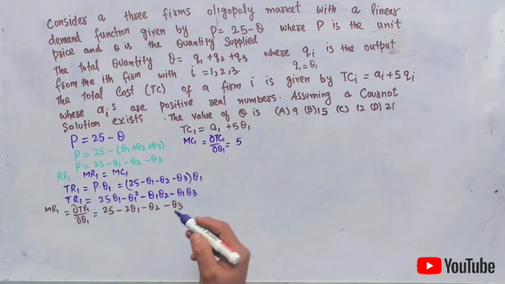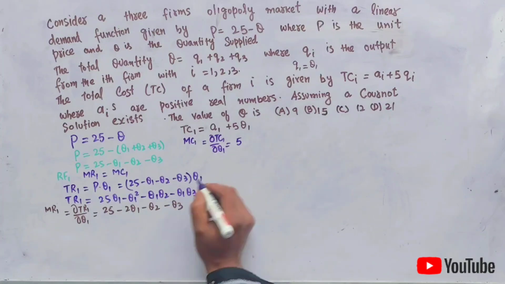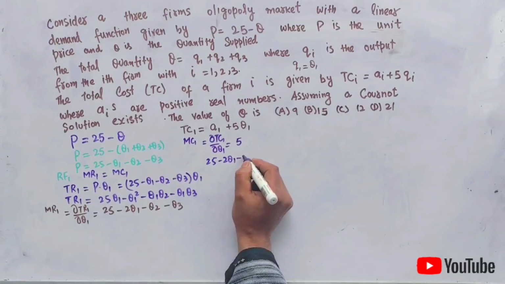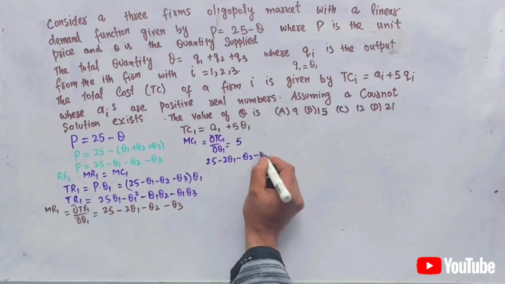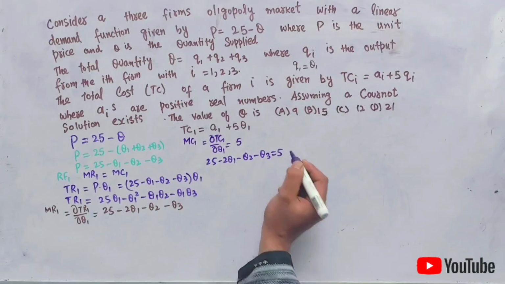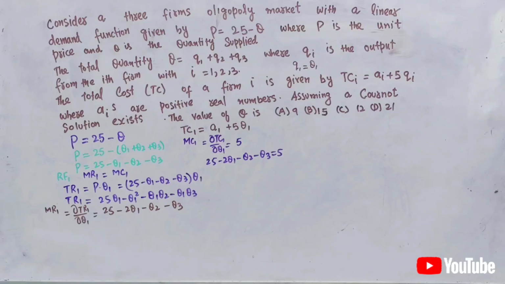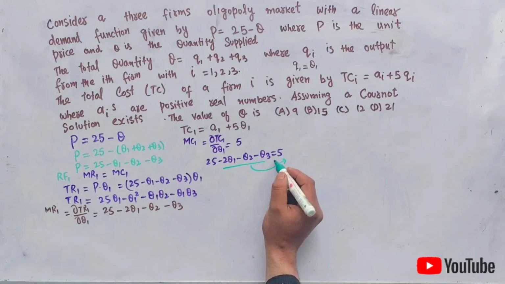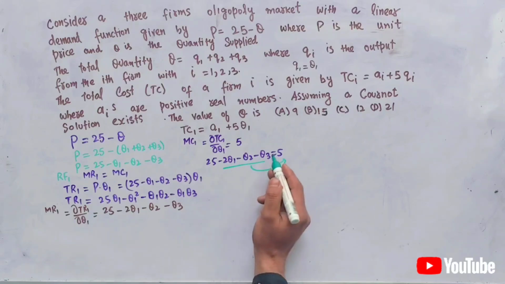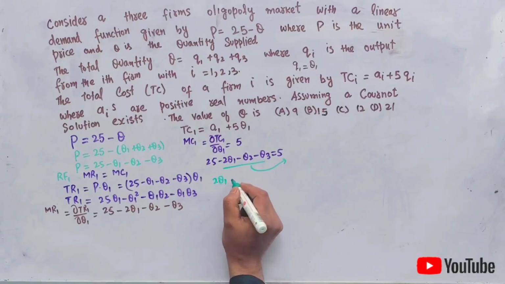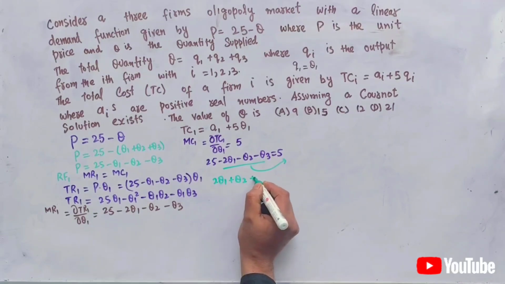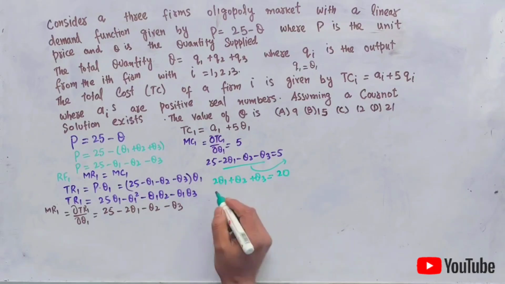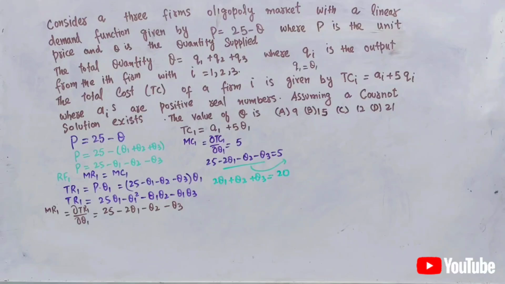Now equating marginal revenue with marginal cost. So marginal revenue, this very function, 25 minus twice Q1 minus Q2 minus Q3 is equal to 5. Okay, what will we do? Let us transpose this to this side and this side. So these become positive, so we have twice Q1 plus Q2 plus Q3 is equal to 25 minus 5, which is 20. This is the reaction function for firm 1.